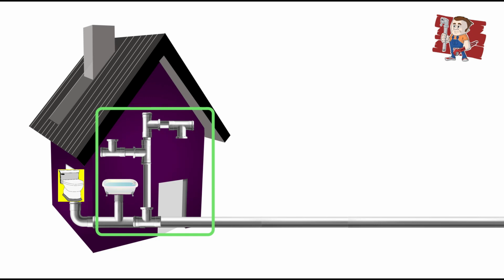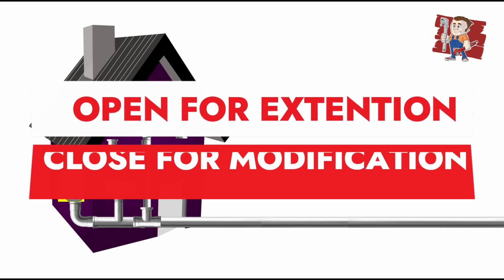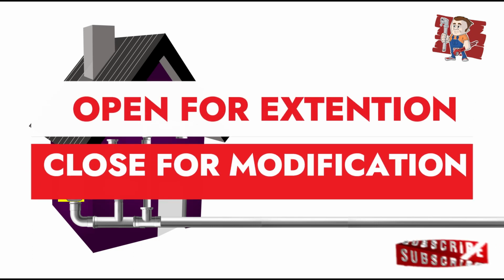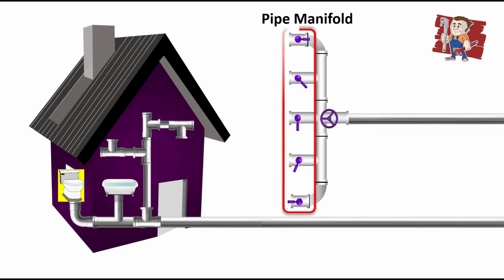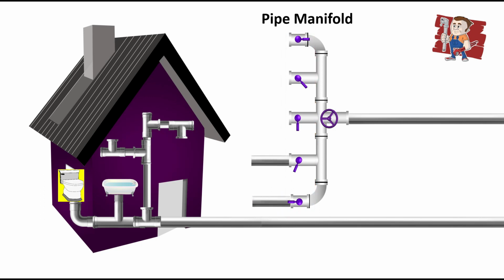So now, let's see a simple design change and see if the design becomes open for extension and closed for modification. What if we use something called a pipe manifold? The main water line comes in here and can go out through any of these outlets. Let's say at first you are just using two of these for your kitchen and bathroom, but then you build a new room and need water there too.